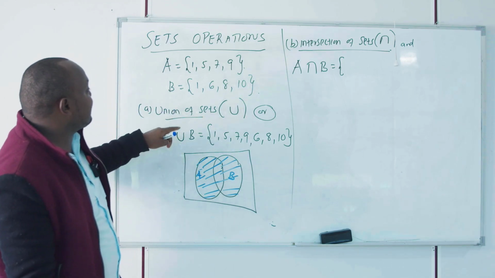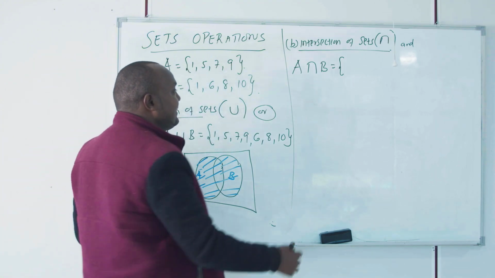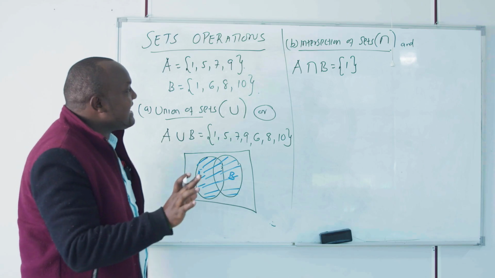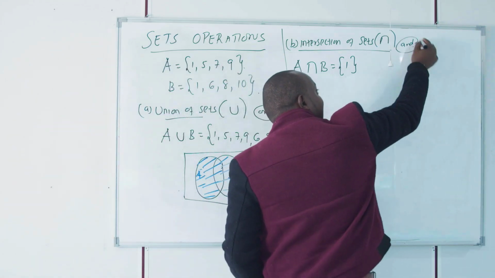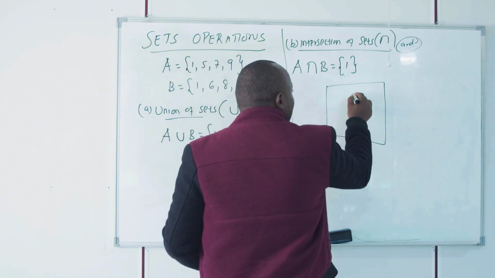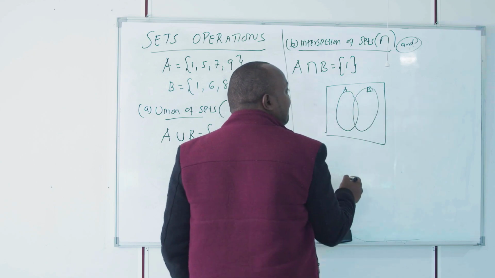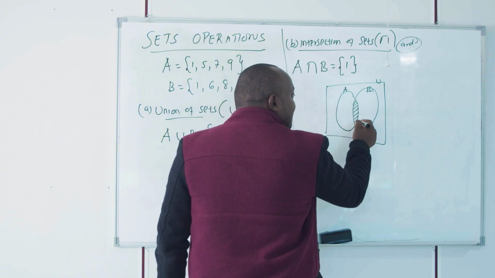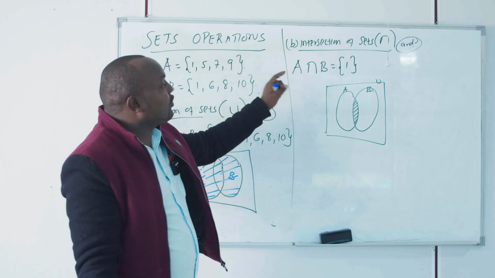So which elements are there both in A and B? It is, I think, only 1. So we will have 1. That is the intersection, elements that are in A and B. That's why I use the word and. Again, if you are to draw this in a Venn diagram, that is set A, this is set B. This is our universal set. So the intersection is the part of elements that are both in A and in B. That's what we call the intersection.